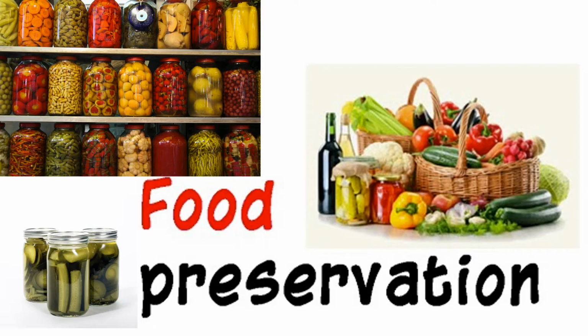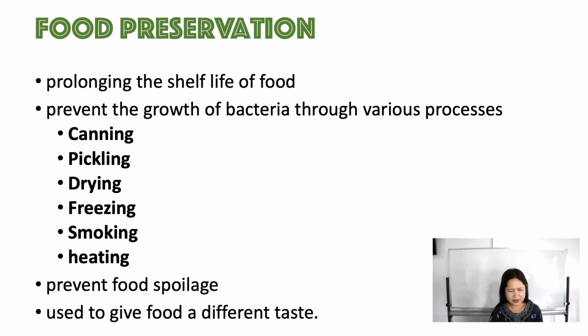Look at the picture. What can you say about the picture? What is food preservation? Food preservation is the process of prolonging the shelf life of food, and it is the process of preventing the growth of bacteria through various processes such as canning, pickling, drying, freezing, smoking, and heating. These methods are not only applied to prevent food spoilage. They may also be used to give food a different taste.